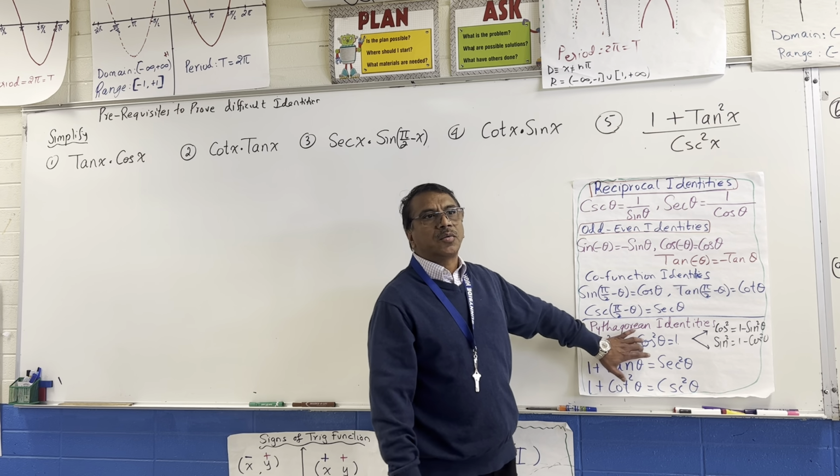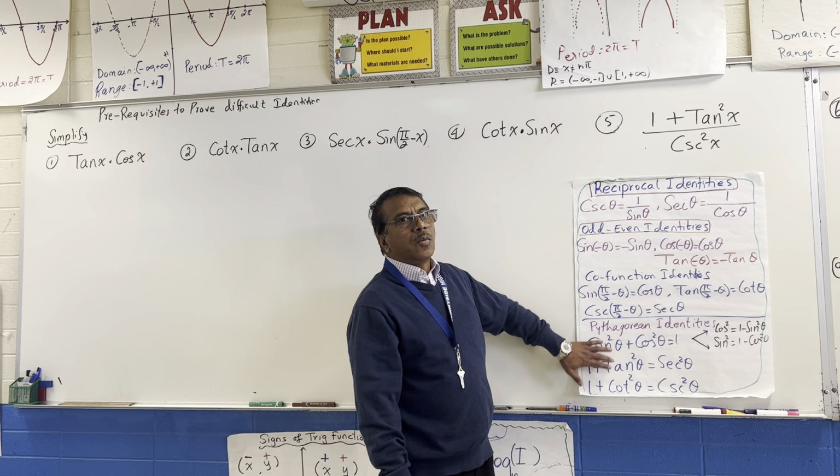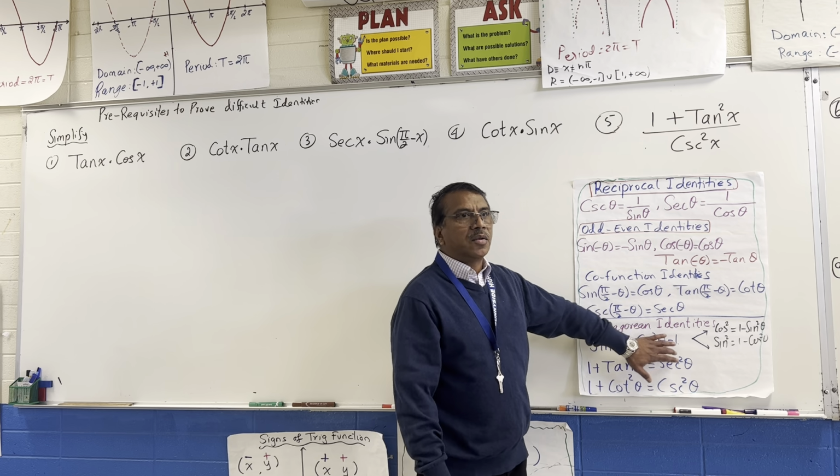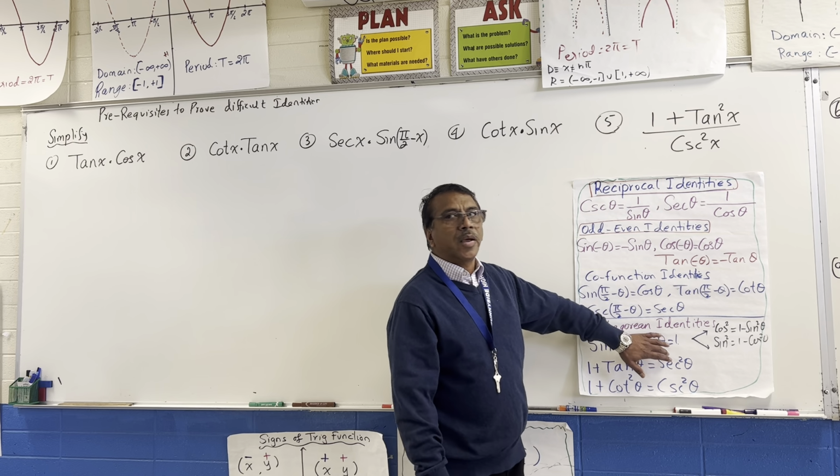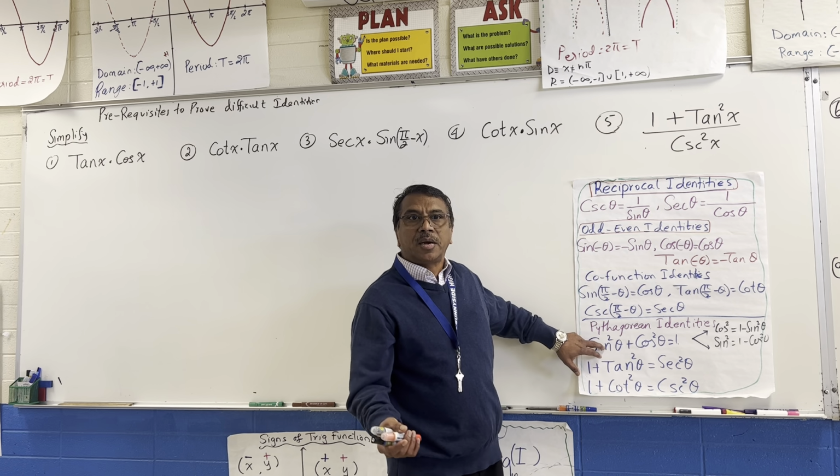Sine square plus cos square is 1. 1 plus tan square is secant square. And 1 plus cot square is cosecant square. And then each one has three separate forms.